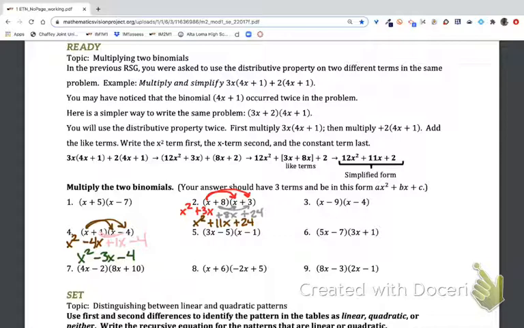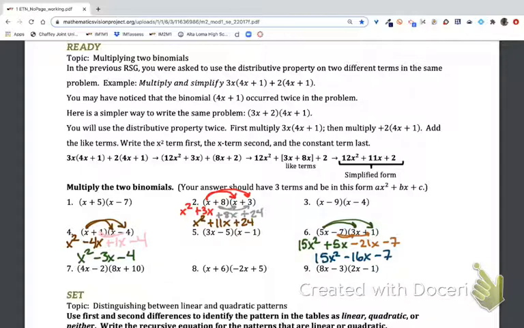For number 6, same thing. 5x times 3x, now we've got 15x squared plus 5x, and then minus 7 times 3x gives me negative 21x, minus 7 times positive 1 gives me a negative 7. Combine those like terms, and you should end up with 15x squared plus 5 and minus 21 should give me a negative 16x, and minus 7. That would be your solution.